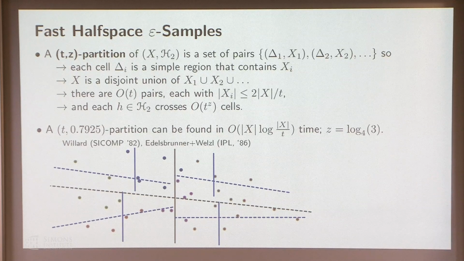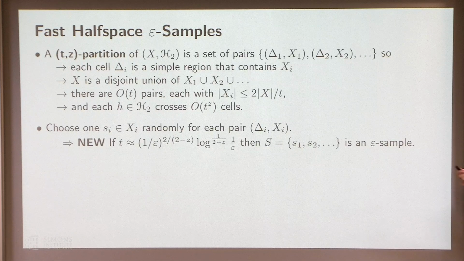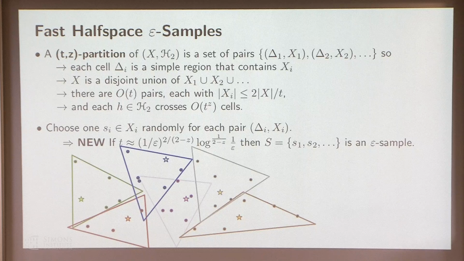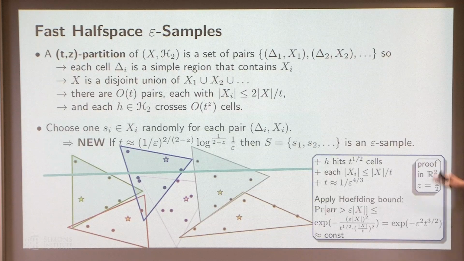Okay, now once I have a partition, the new idea is that this gives you an epsilon sample very easily. For each cell in the partition, I choose one point at random. That's it. So now we have a fast construction. The proof is actually very simple. There's only some number of these cells which are cut, so it's just a Haussler-Welzl bound, right? There's some number which are cut, which is not too big. Each of them has a small number of points in them. You plug it in here, and you get this. So it's a very, very simple proof.